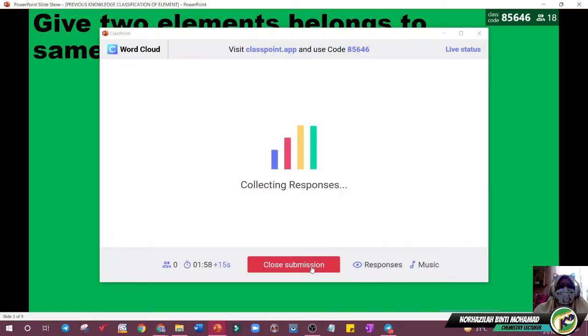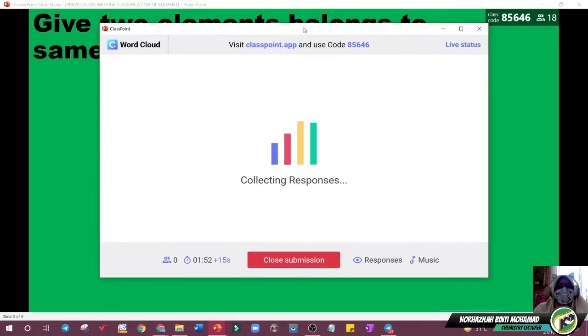Okay, first question: give two elements that belong to the same group. Boleh tak awak bagi saya dua elements that belong to the same group? Simbol je. Simbol pun tak apa. Kalau tahu simbol lah, kan nak tulis nama penuh. Tulis lah nama penuh.